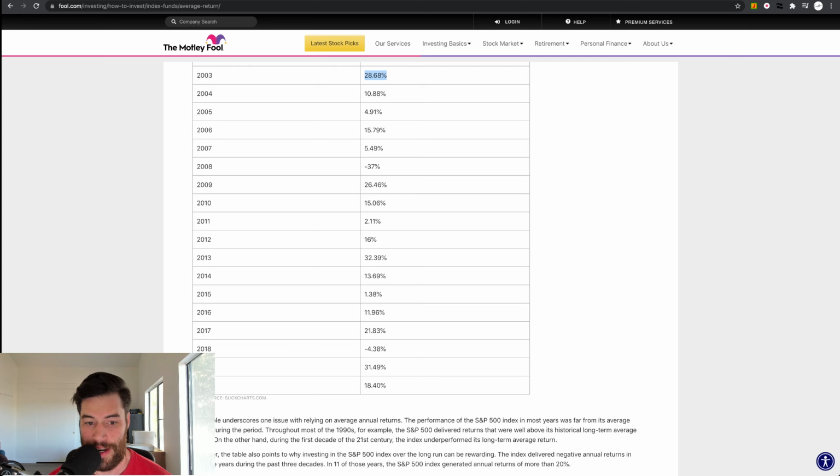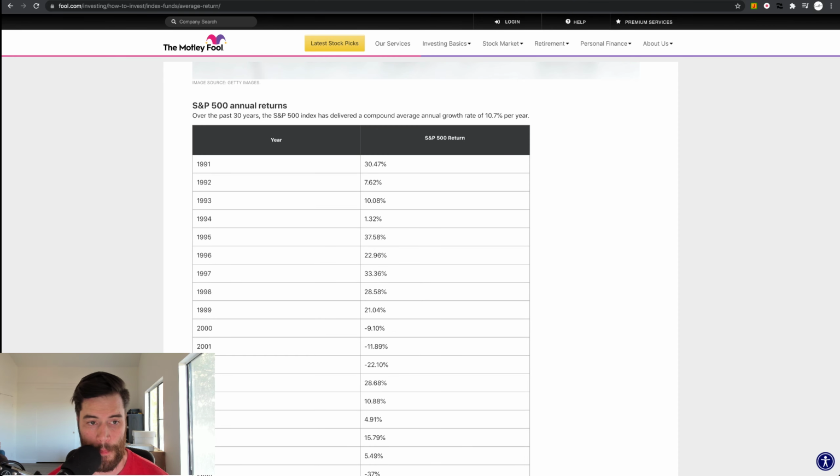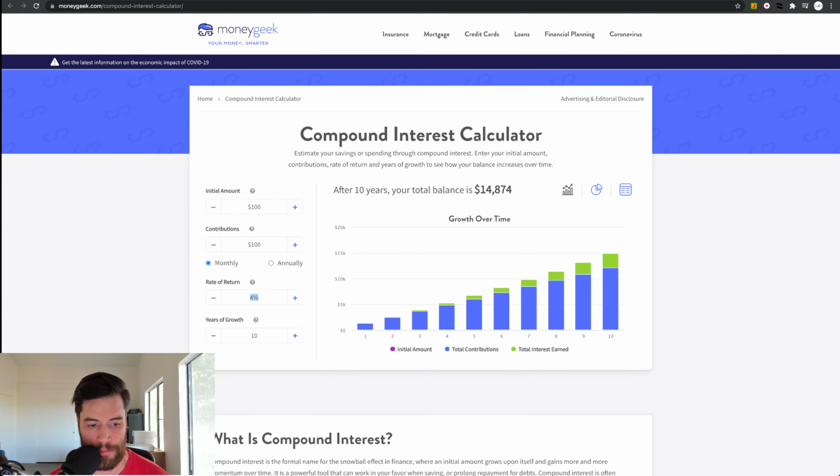Obviously 08, negative 37%, really bad year. But then the next year, up 26%, 15%, 2%, 16%, 32%. Recently, it's been negative 4, negative 31, positive 31, positive 18. So it all kind of balances out. You get about 10% over the last 30 years, which is pretty good. So we'll put that in here. We'll move it up to 10%.